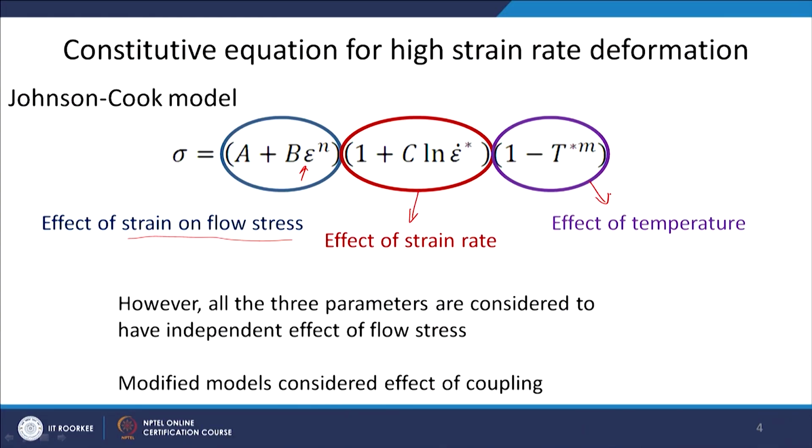Okay. So, the Johnson-Cook model was a very simple model, and that is why it is very popular also, because you can easily use this model to make a constitutive equation. So, for a rough kind of work you can easily use it very quickly. However, some modifications were proposed by other researchers on this model to take care of this coupling effect.